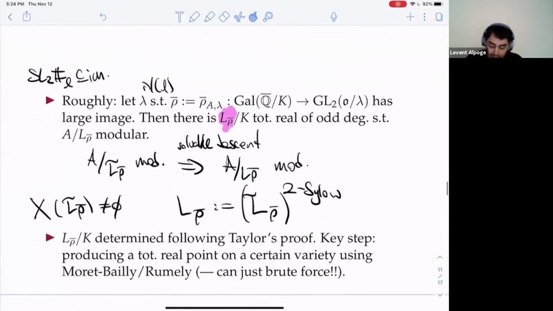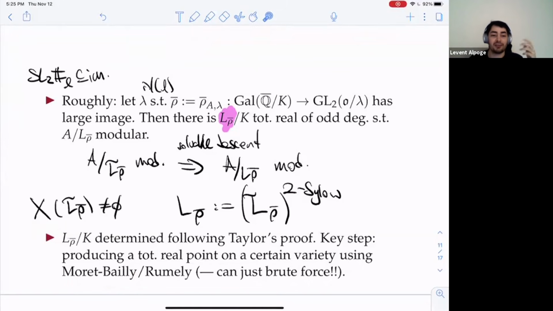And I have to say, how do you find L rho bar tilde? Once you find this field over which this variety has a point, you're home free. As I just said, you take a fixed field of a 2-Sylow, etc. So how do you find this field? Well, here's the lazy way of doing it. You could do better and be more explicit. The lazy way of doing it is to just say brute force. This moduli space lives inside some projective space, so start brute forcing coordinates. Just plug in all these algebraic numbers of larger and larger height, maybe totally real algebraic numbers of larger and larger height. And Moret-Bailly's theorem says you're going to stop at some point and find a point.